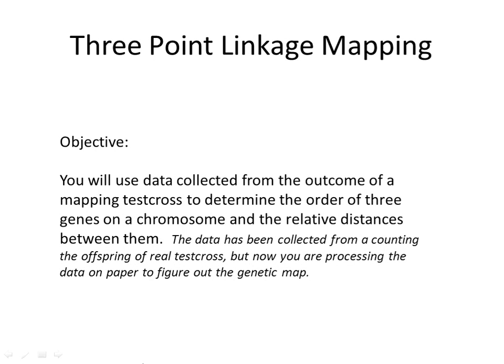So in the last tutorial segment, we learned how to determine the correct gene order for our map. And just to review our objective, the three-point linkage mapping problems are a way to use data collected from the outcome of a mapping test cross to determine the order of 3 genes on a chromosome and the relative distances between the genes. So we've already determined the order. The next step is to determine the relative distances between the genes.